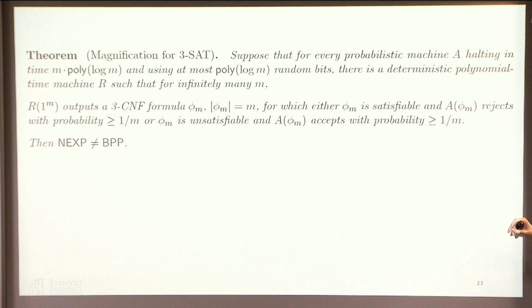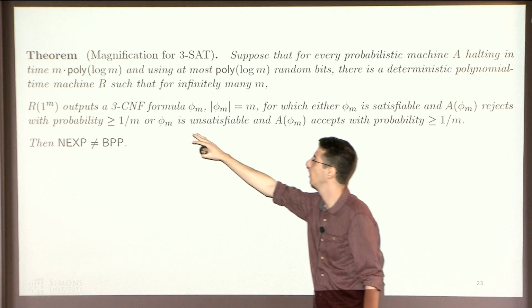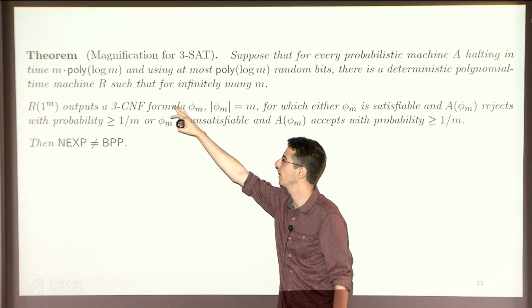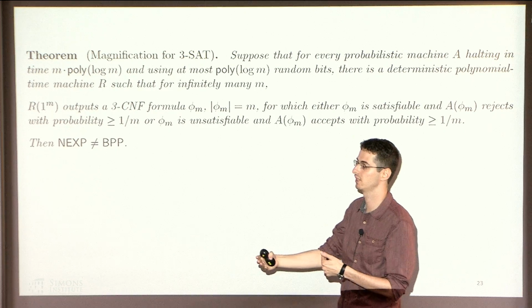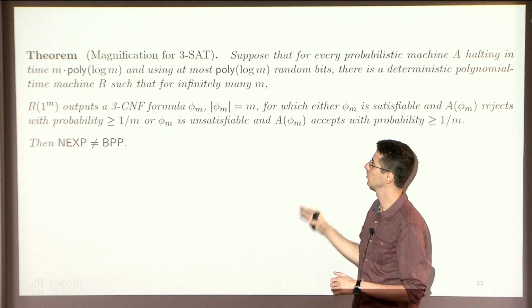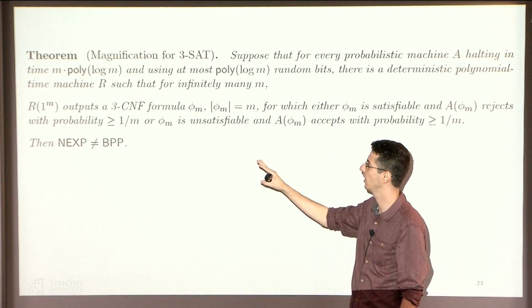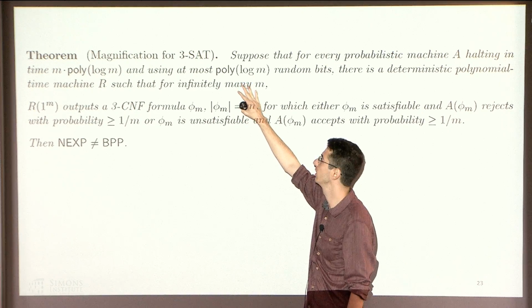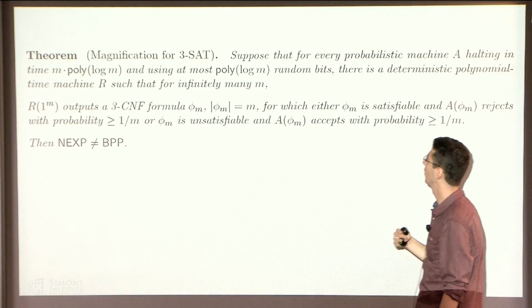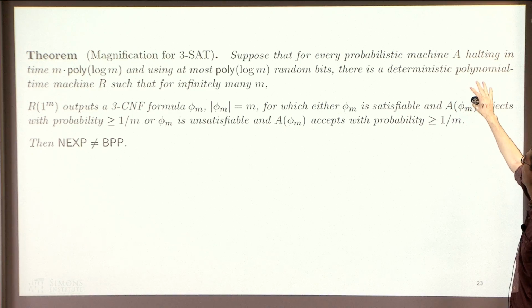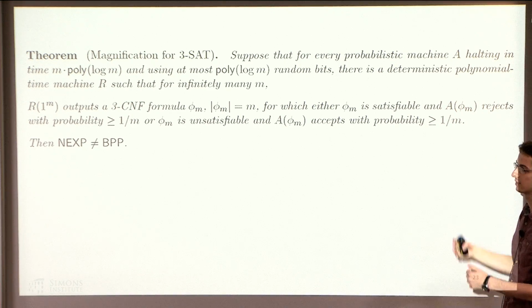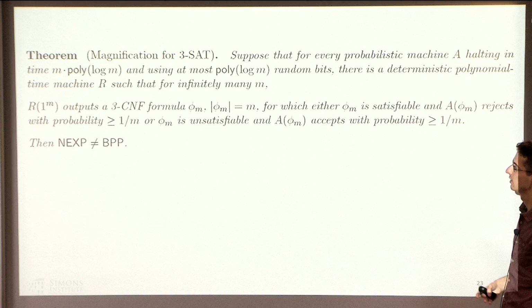Suppose that for every probabilistic machine that runs in nearly linear time. M here is the bit length representation of the 3-SAT instance. So suppose for every algorithm running in this time and using just polylogarithmic many random bits, there exists a polynomial time deterministic machine. This is this refuter R.